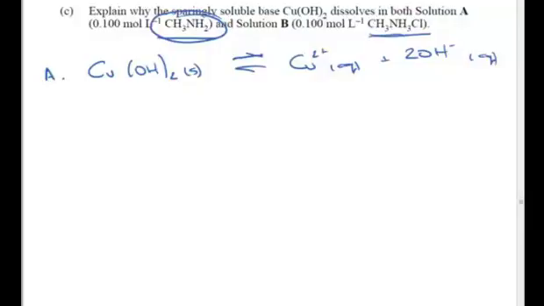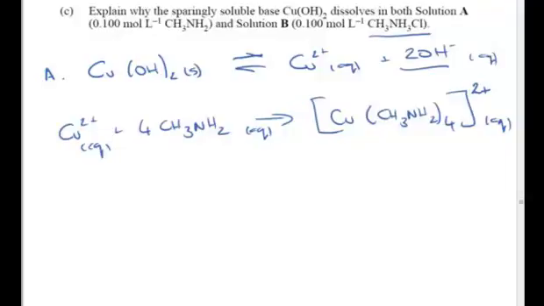The CH3NH3 plus as an acid will react with the hydroxide ions. So in this case we get the copper capable of coordinating with the methylamine, and the hydroxide will react with the conjugate acid. So we just need to talk about both of those and relate it to the equilibrium in each case.